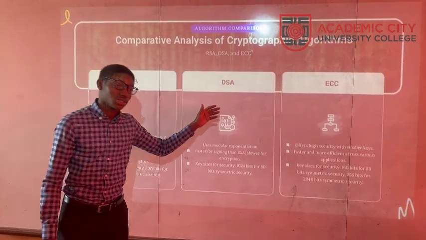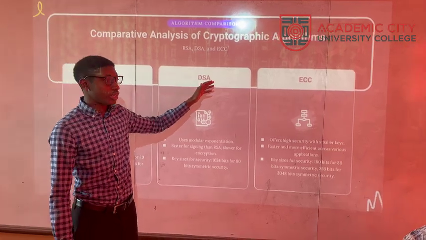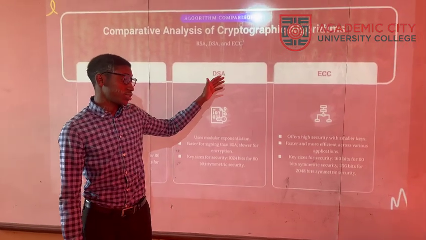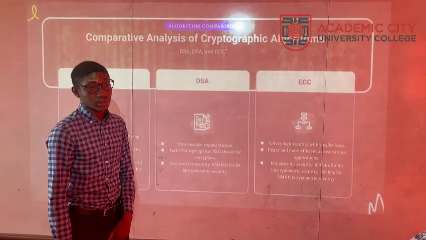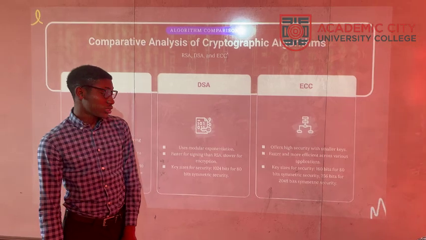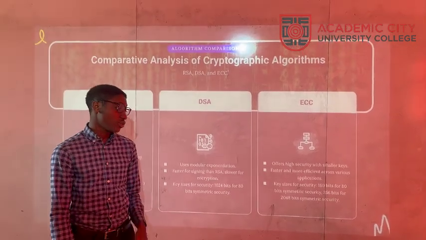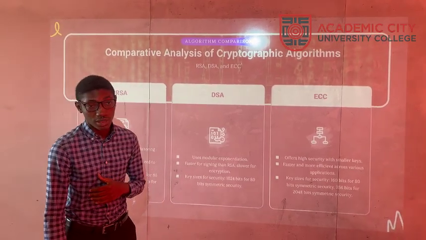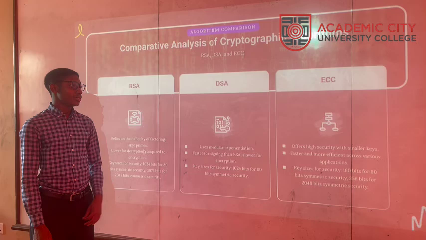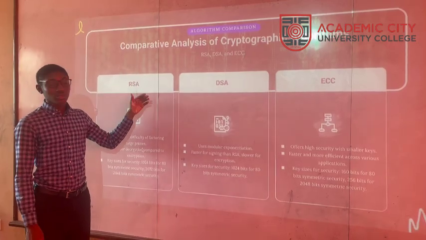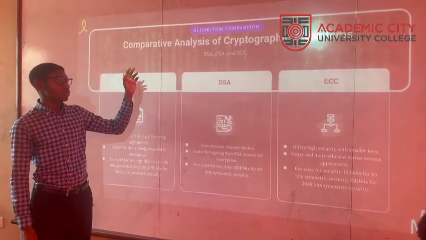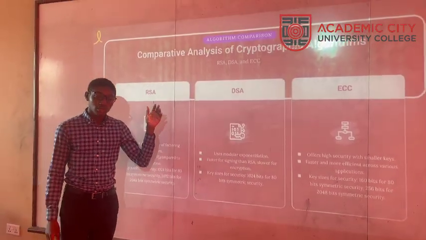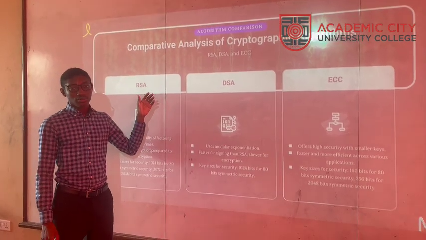And under ECC, which is considered the most effective out of the three, it offers high security with smaller keys. It is faster and more efficient across various applications. The key sizes for security are 160 bits for 80 bits of symmetric security and 256 bits for 128 bits of symmetric security. As I said already, ECC is considered the most efficient out of the three cryptographic algorithms because it offers higher security with smaller key sizes.